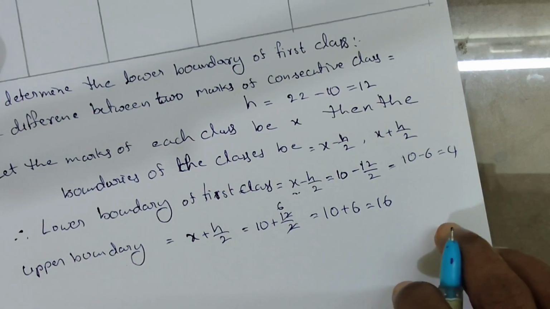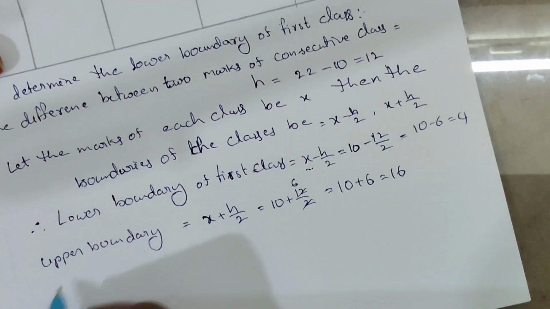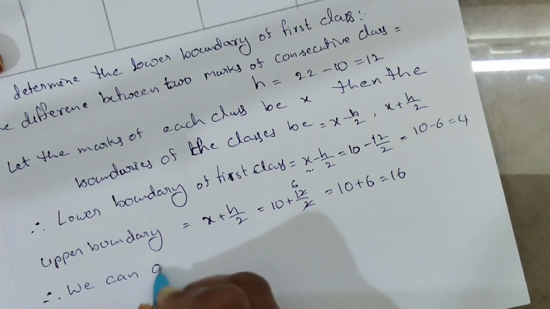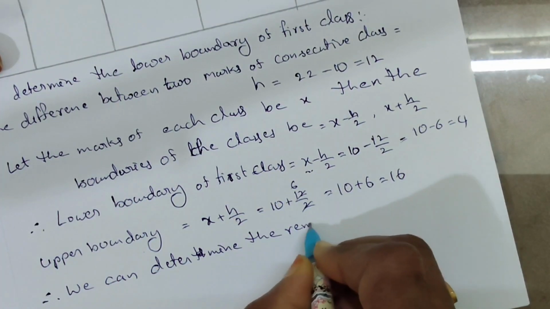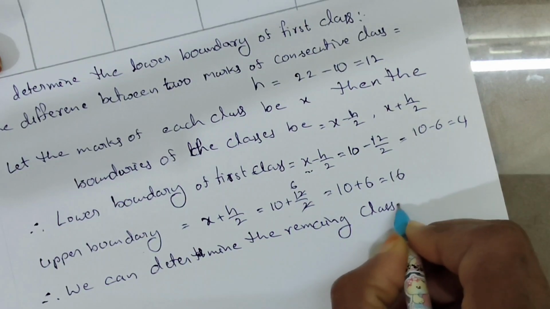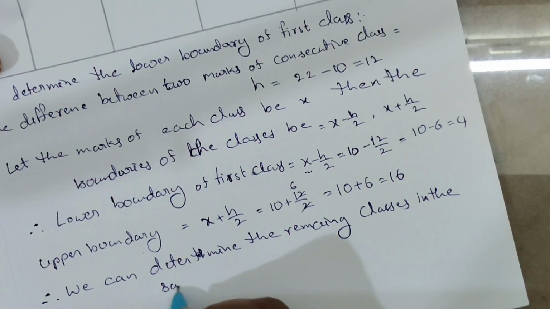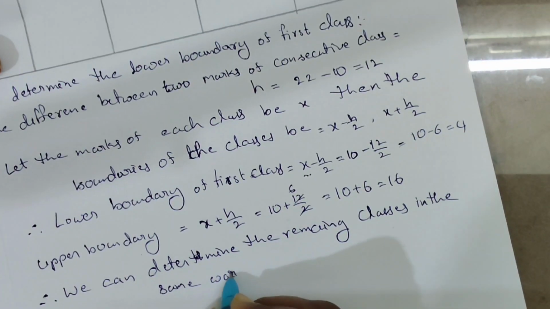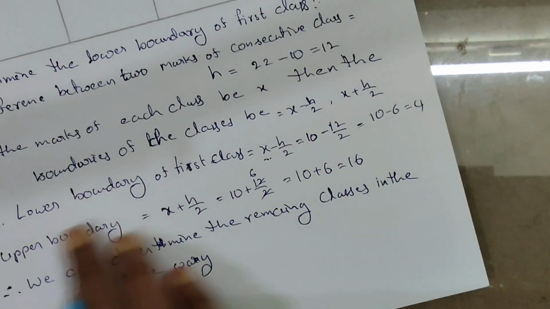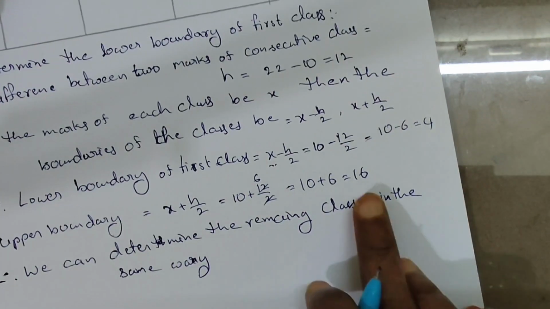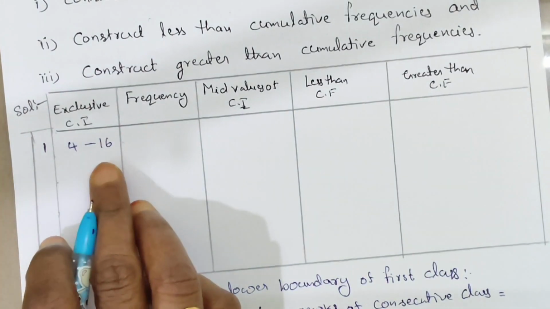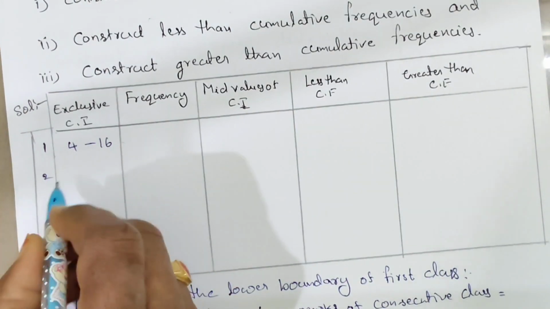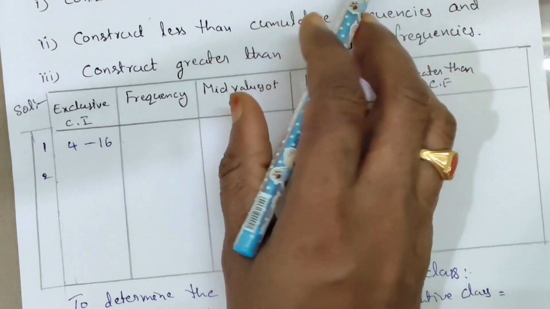So we can determine the remaining classes in the same way. Now we write the other classes. The first class has lower boundary 4 and upper boundary 16. So the first class is 4 to 16. Next, we write the remaining classes, in total 6 classes.